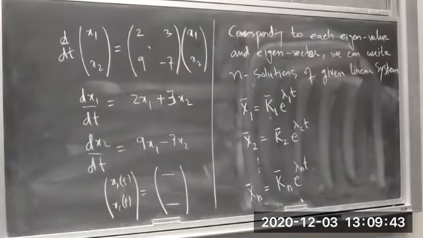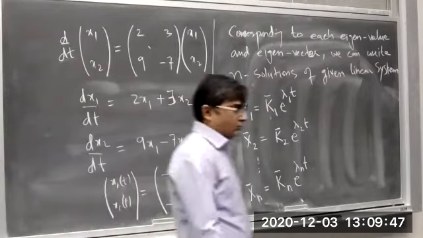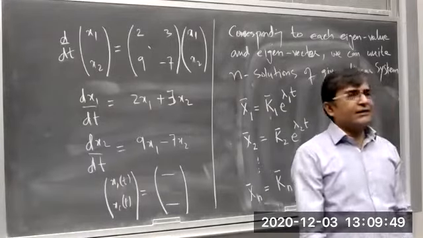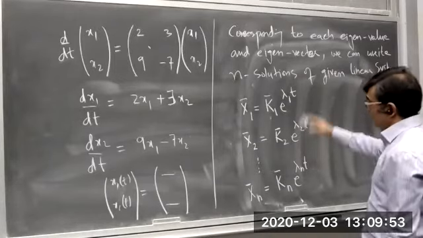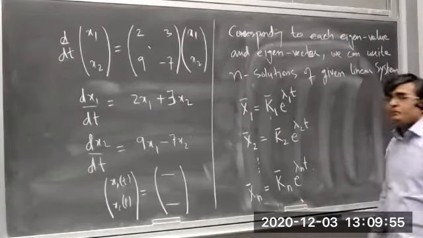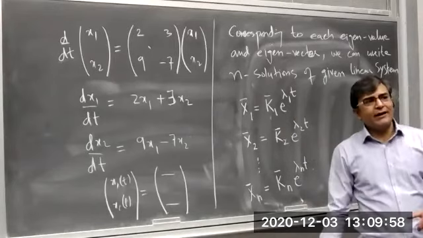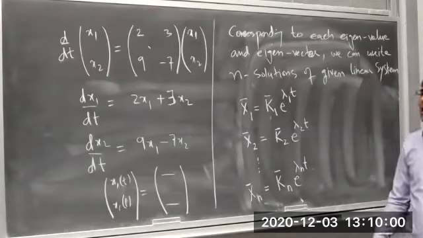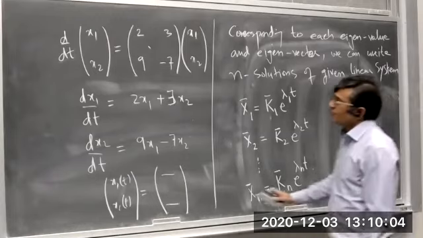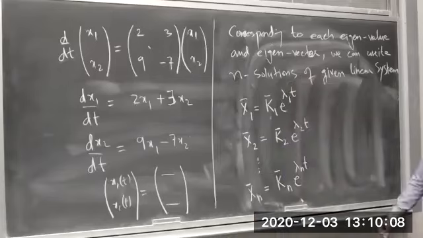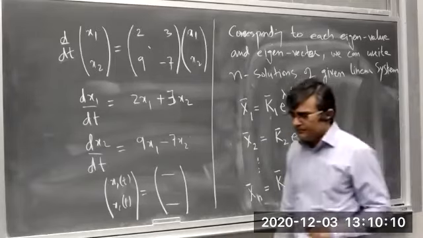We can check whether these solutions are linearly independent or not. If they are linearly independent, we can write the general solution. How can we write the general solution? We can use the principle of superposition.